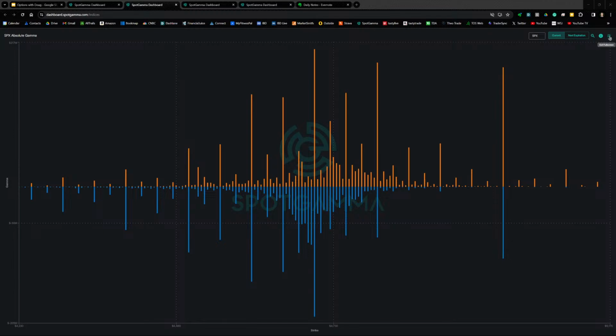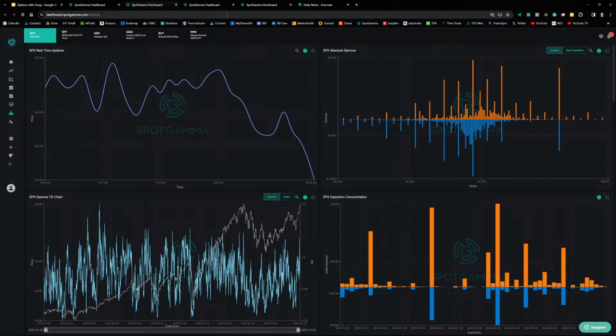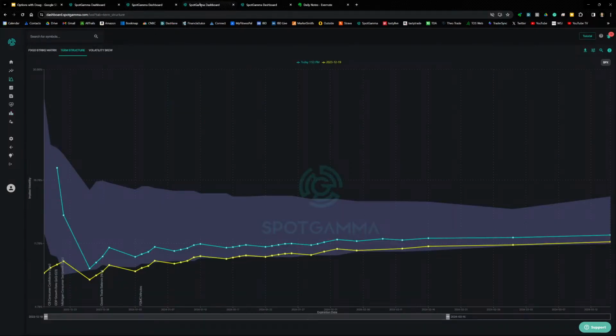All right, there's one other chart I want to take a look at. This is part of the new volatility tools available to SpotGamma subscribers. This is the volatility term structure for SPX. This yellow line is showing the volatility term structure from 2 days ago, from the 19th. And the blue is showing this for today.